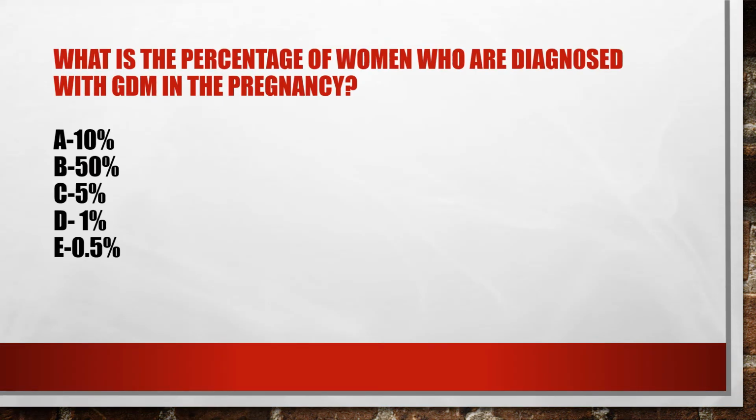10%. Third question, what is the percentage of women who are diagnosed with GDM, that's gestational diabetes mellitus, in the pregnancy? Is it A, 10%, B, 50%, C, 5%, D, 1%, or is it E, 0.5%?